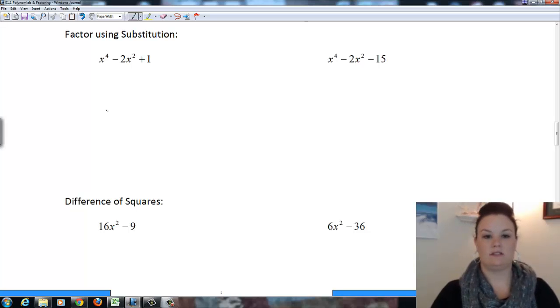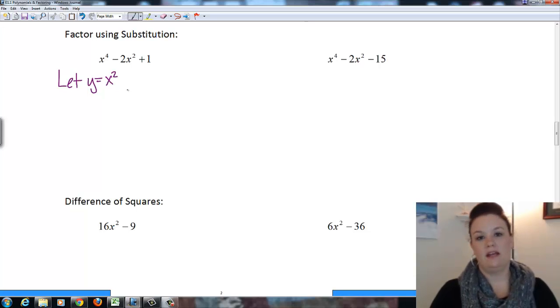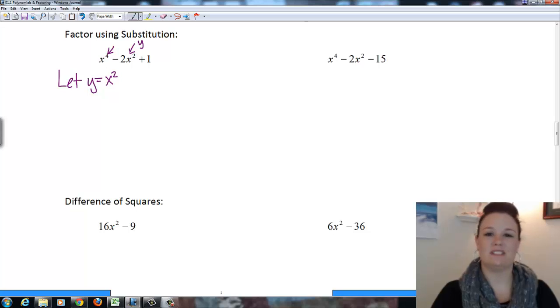So I can do one of two things. I can say let y equal x squared. If I let y equal x squared, then I can replace this one with just a y, and I can replace this one with, well, if y is equal to x squared, then what power of y would give me x to the 4th? What am I doing? To go from x squared to x to the 4th, I'm squaring it, right? So if I say let y be x squared, then to square that to get x to the fourth, this one would be y squared. So I could rewrite this as y squared minus 2y plus 1.